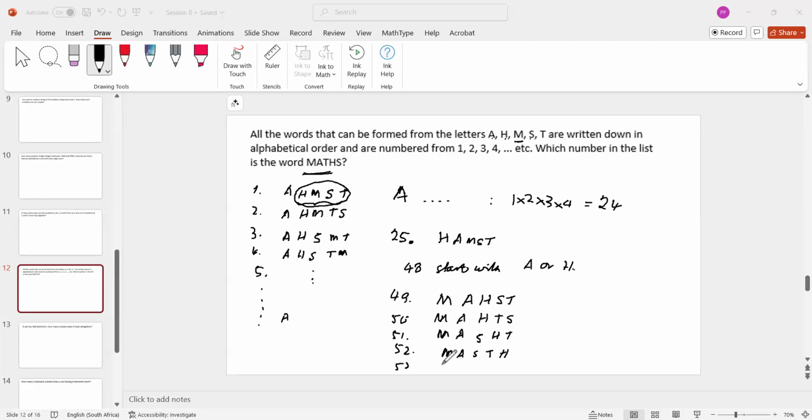Okay, we're finished with MAS. So you'll have to have MA, MAS. So now you go MAT. Right? And then you'll have H and S. Oh, there it is. You got your maths. Right? The MAT, H and S. So the answer is 53. That's the number to the word maths.